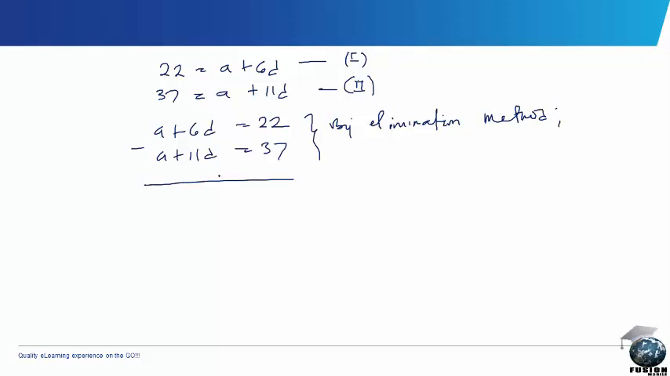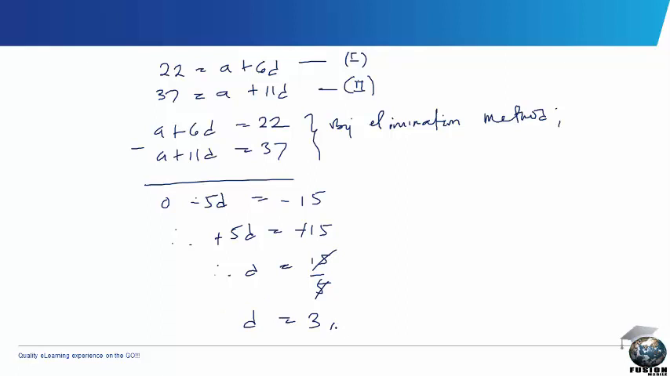By elimination method, with the subtraction sign here, a minus a is 0, and 6 minus 11 gives me minus 5d. Then 22 minus 37 will give me minus 15. So I can say that minus 5d is equal to minus 15, and minus takes care of minus, therefore d is equal to 15 over 5. 5 into 15 gives that d is equal to 3.